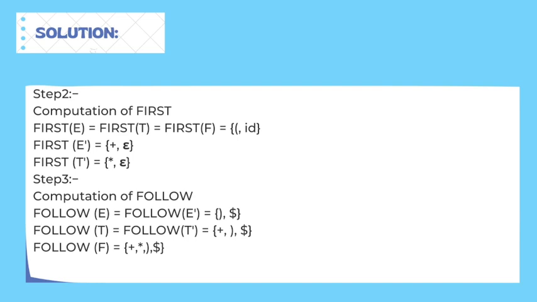Step 3. Computation of follow. Follow of E is equal to follow of E dash is equal to bracket close, dollar. Follow of T is equal to follow of T dash is equal to plus, bracket close, dollar. Follow of F is equal to plus, star, bracket close, dollar.